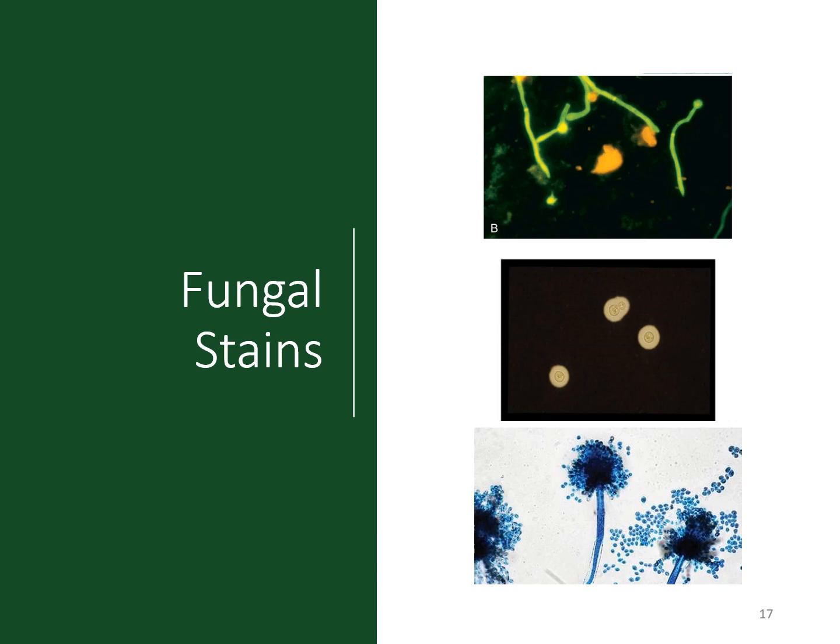So this is just an example of some of the different staining techniques used for microscopic viewing. The top one is the calcofluor stain, in which it fluoresces. The one in the middle is the India ink stain, which allows you to see the capsule around the yeast cell. And the one at the bottom is the lactophenol cotton blue, which helps you to see the different elements of the fungal species.